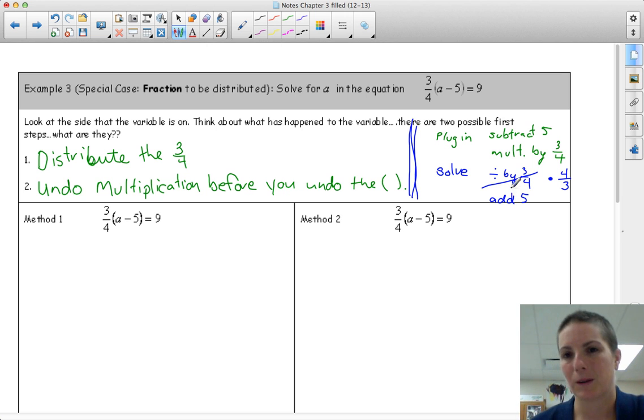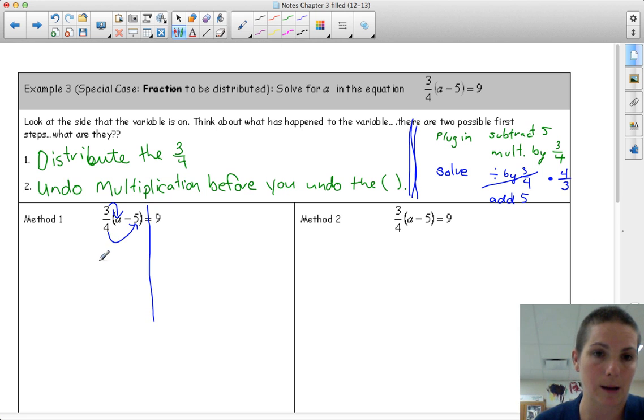But this problem ties back into how we could do it by distributing first, although it's not the easiest way. Let me show you what I'm talking about. If we use method 1, the idea of distributing first, we would multiply and we would multiply, and remember, because those are on the same side of the balance line, we're allowed to do that without doing any inverse operations. We're going to end up with 3/4 a minus 15/4, and that's going to be equal to 9.